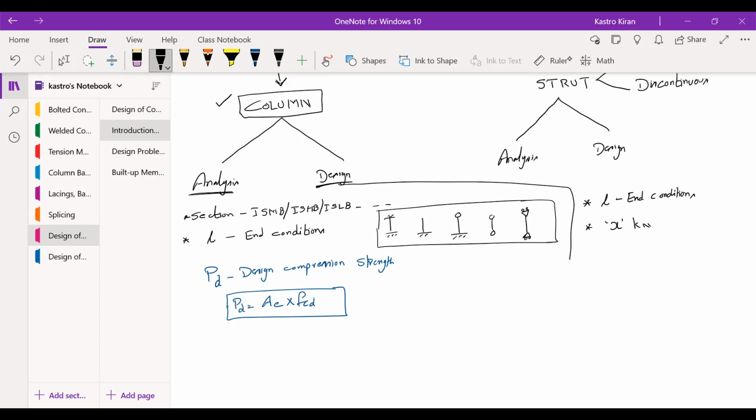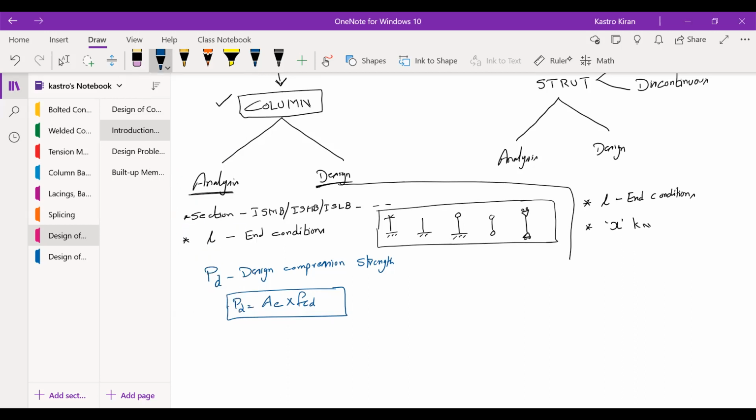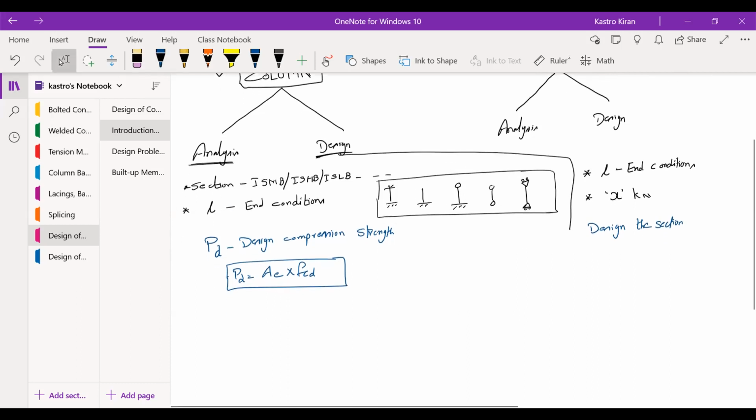Now, what you have to do in this kind of problem is design the section. How are you going to design the section? The section can be designed in various ways. Initially, you are going to find out the area required, and based on the area required value, you're going to select a section.